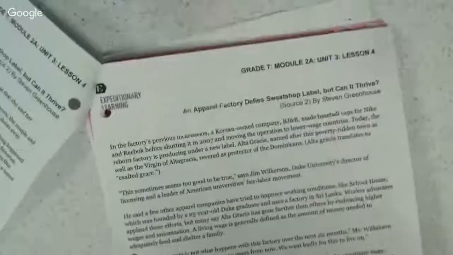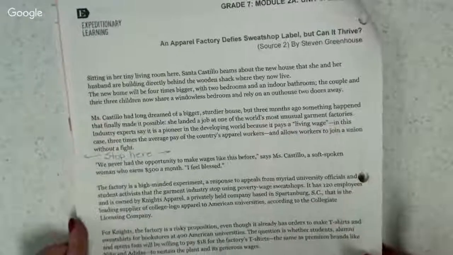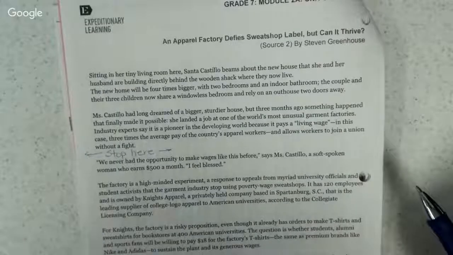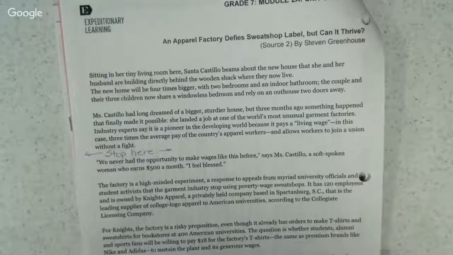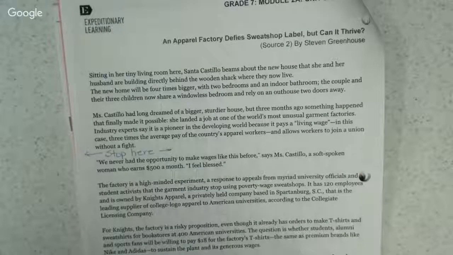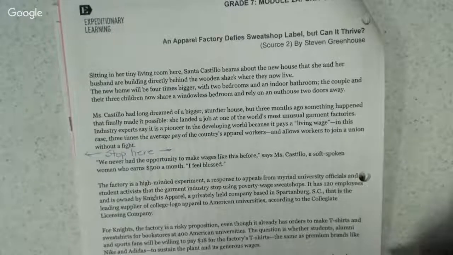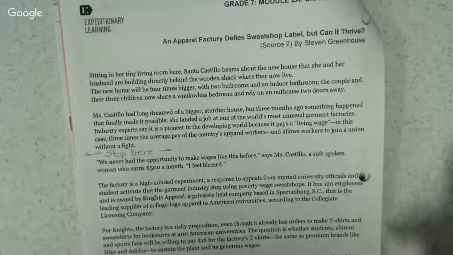Let's flip to page 17 of our packet. Page 17 of our packet is going to be our second source: "An Apparel Factory Defies Sweatshop Label, But Can It Thrive?" by Stephen Greenhouse. What I'm going to do is read each page. After I've read each page, I am going to pause. That is where you will stop this video to write your gist. Then you'll go on to every page up to page 22. After I've done reading, you are going to go ahead and begin the note-taking process. Okay.